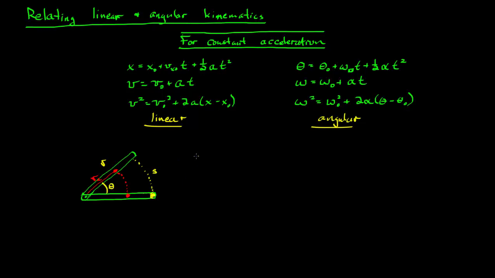Well, we know that theta in radians is just the ratio of the arc length to the radius. And then if we rearrange that, we get that the arc length, the linear distance, is equal to the angular distance times r. So we have the linear component. This is linear.